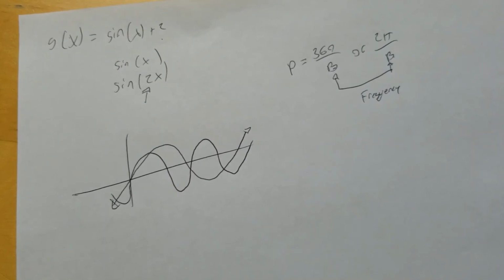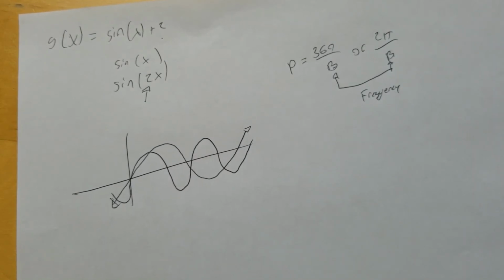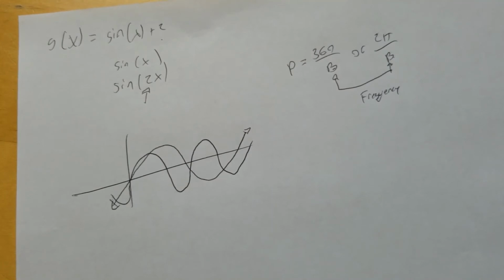And once again, you can combine more than one transformation, like -3 sine 2x plus 1, and essentially the things that we just learned before. Okay?